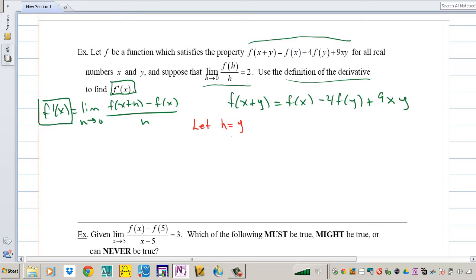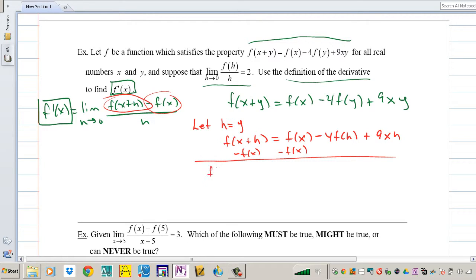Alright, so rewriting this would be f of x plus h is equal to f of x minus 4 f of h plus 9xh. I pretty much said that let y be an h instead. And then now I can use my definition of derivative. Notice I have an f of x plus h minus f of x. So I'm going to subtract f of x from both sides of the equation.